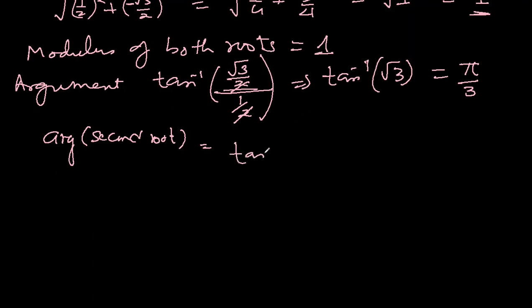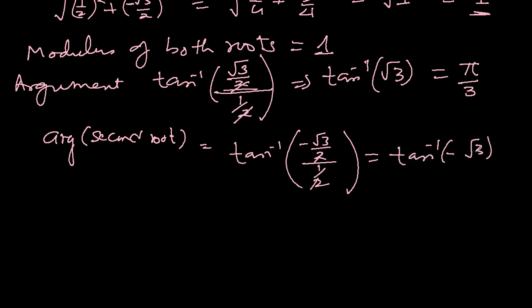will be tan inverse of the imaginary part divided by the real part. 2 and 2 cancel again, and tan inverse minus square root 3. Obviously it will be in the fourth quadrant, and since the angle goes like this from here, it will again be pi by 3 but in the negative direction. So that argument is negative pi by 3.